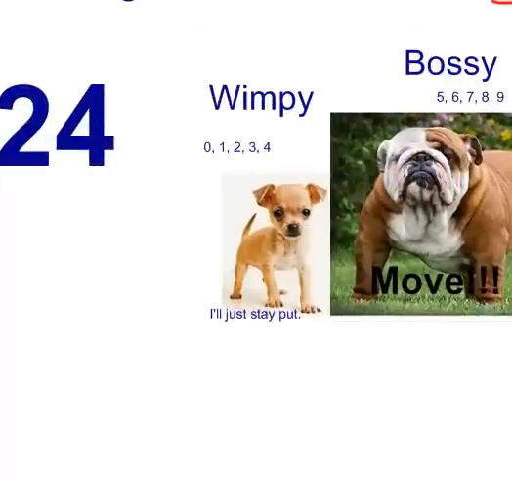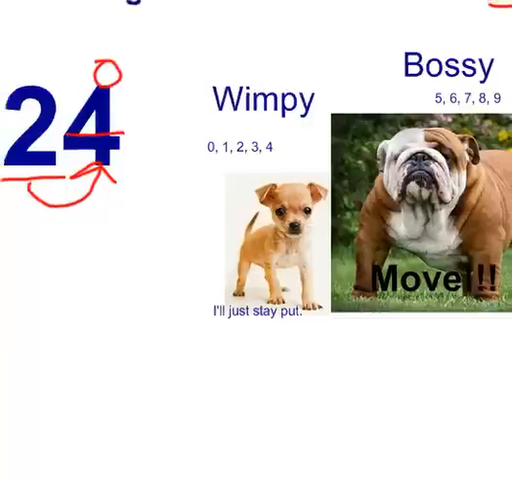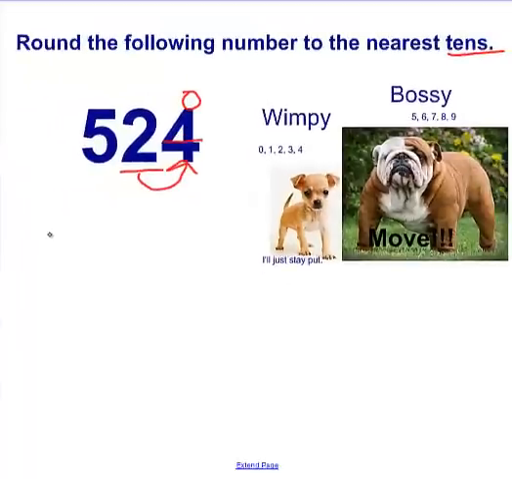Okay, the first step is we underline the place value that we are asked to round to the nearest to. So it's the 2 in the tens place, underline it. Next step, look at the neighbor. It's a 4. Is 4 bossy or wimpy? You're correct, it's wimpy. So the 2 gets to stay put, and the 4 changes to a 0. So this number ends up being 520.